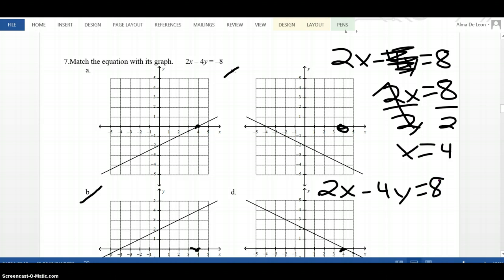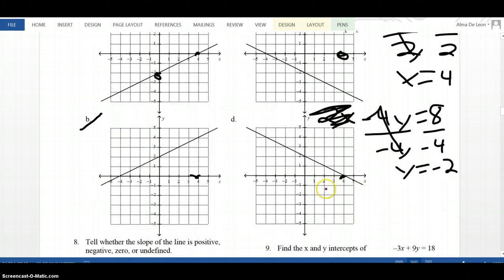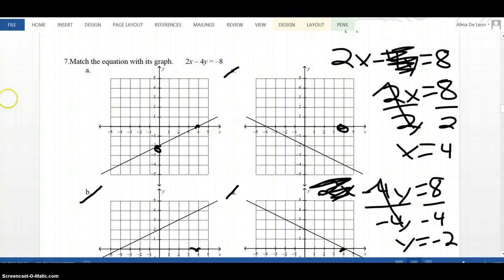I need to get rid of that x. This time, to get the y by itself, I'm going to divide by -4, and I end up with y equals -2. So my y-intercept is at y equals -2. A makes sense, and D does not make sense. So our answer has to be A.